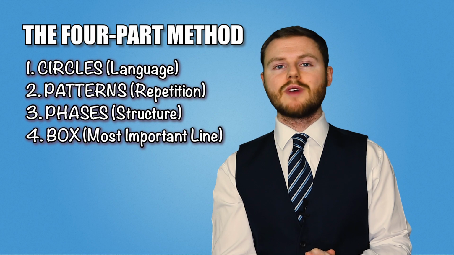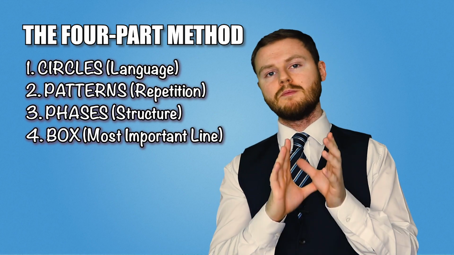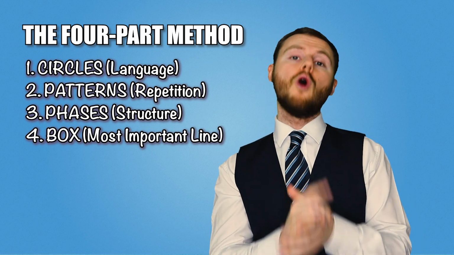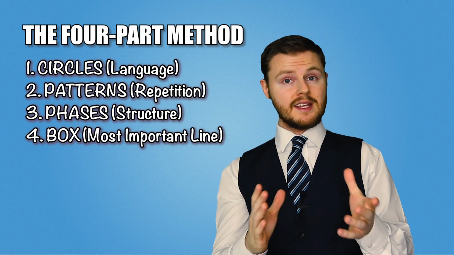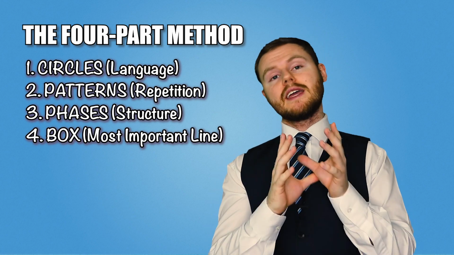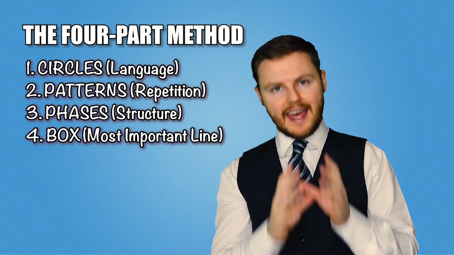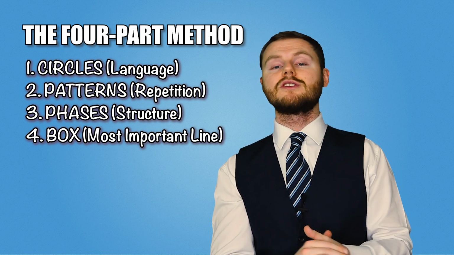Finally, step 4 is the box. Here, you put a box around the line that you think is the most important, the one that really sums up the overall message of the poem. Then, zoom in on this line and look at each word in greater detail, again considering the effect it has on you as a reader. Let me walk you through this process with an actual poem.